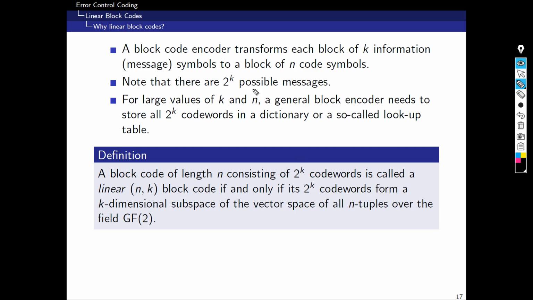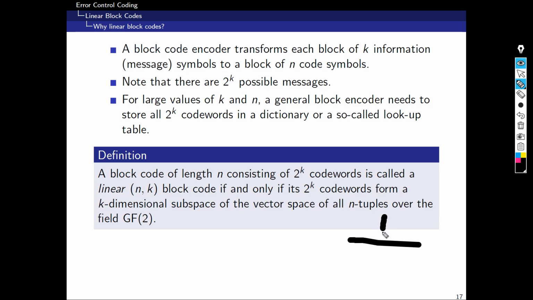And this is what we usually consider in our systems. We have a message sequence of k number of bits, and you need to encode it. For large values of k and n, a general block encoder needs to store all 2 to the power k code words in a dictionary or a so-called lookup table. So if you were to map each information sequence into its corresponding code word, you would need a lookup table. This lookup table looks like this.